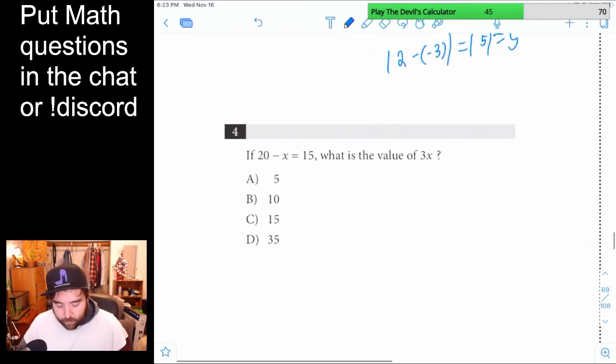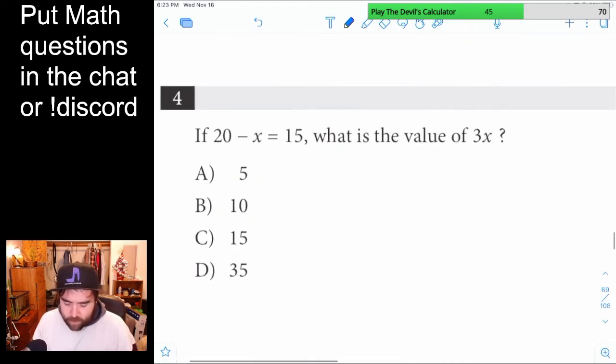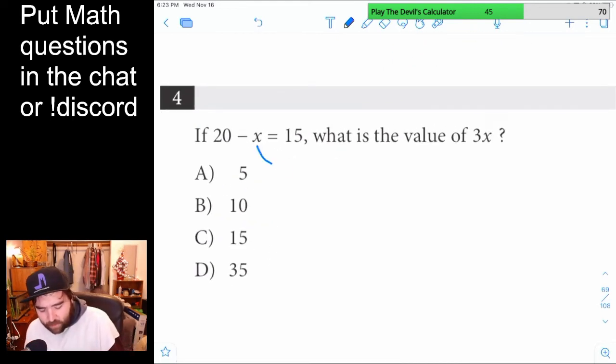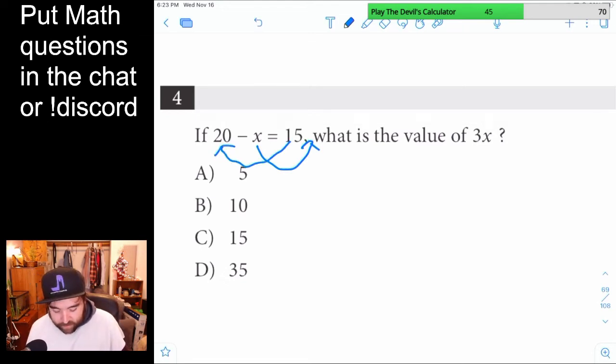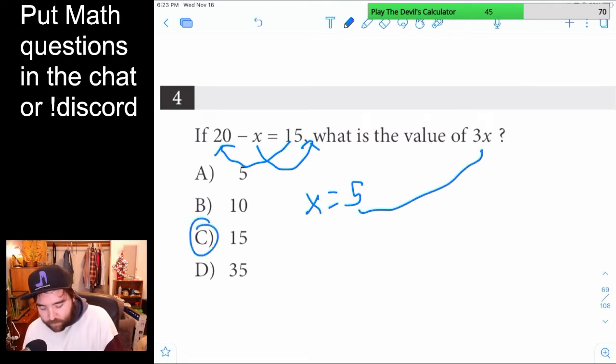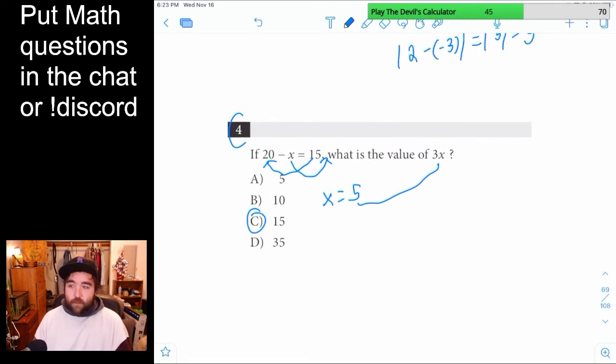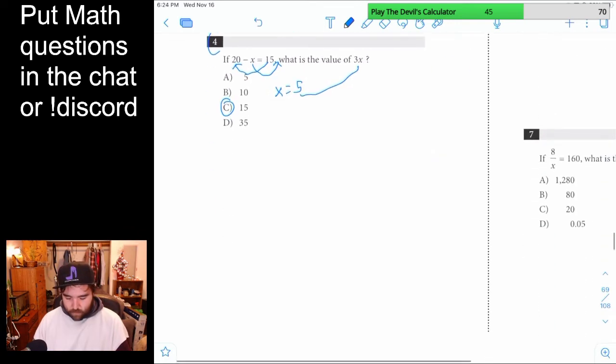All right, let's keep going. What is the value of 3x? So yeah, we're just going to solve for x. I would think about adding the x to this side and subtracting the 5 from that side, just because there's no sign switching or dividing by negatives. So that just gets us right to x equals 5. And so if x equals 5, that means that 3x is 15. Beautiful stuff.